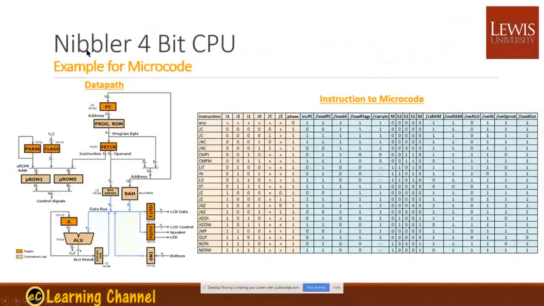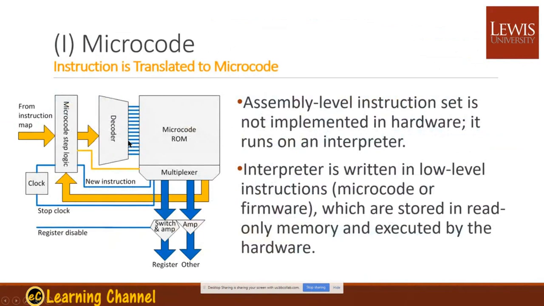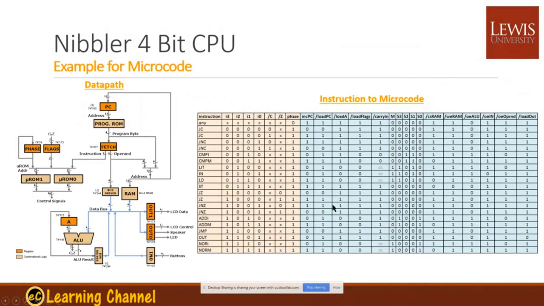So this is another interpretation that's done at the chip level. So this is a 4-bit Nibbler CPU. You get the instruction. So here are the instructions: jump C, jump NC, compare I, compare M, and so on. These are instructions. Once they arrive at the decoder, they will actually be translated into microcodes.